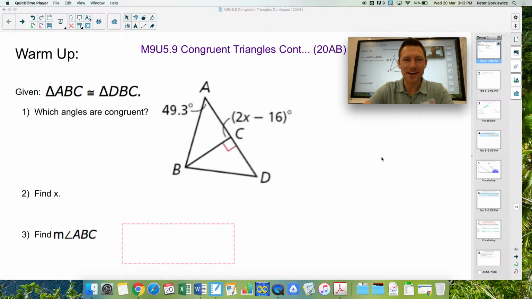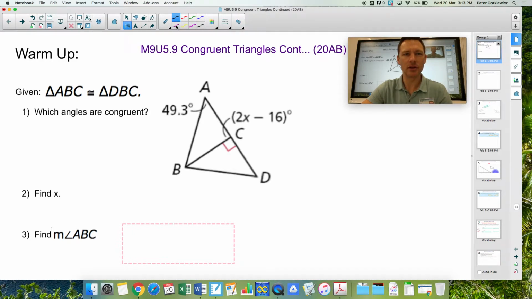Sorry I'm not there with you guys, but we're going to keep going with our discussion of congruent triangles. I think you already have this in your notes, data 20AB from the text. But what I'd like you to try is check out this as we warm up. You're going to pause me in a second, and they told us that these two triangles were congruent. I'd like you to tell me which angles are congruent. We're going to try to find out what the value of x is, and then we're going to try to find the measure of angle ABC. This M means the measure, means how big, right?